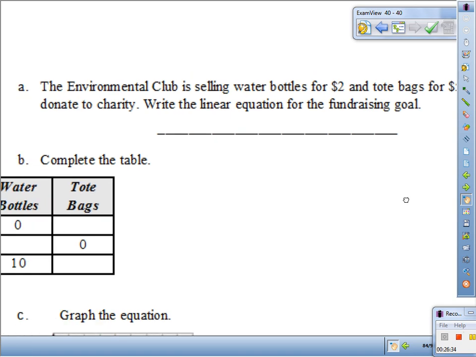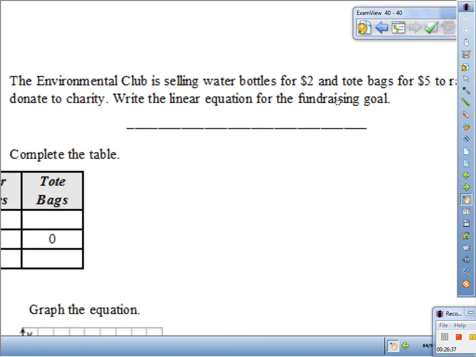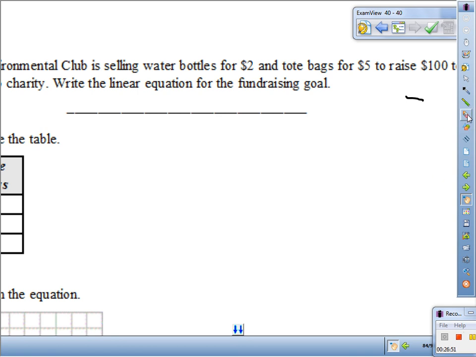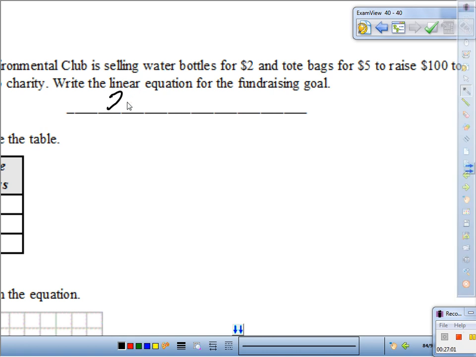It says, the Environmental Club is selling water bottles for $2 and tote bags for $5 to raise $100. So they're giving us the equation right there. Water bottles for $2. Do we know how many water bottles? No, but we know how much. Is that correct? So we write 2W. W for water bottle. Plus, what else are they selling?